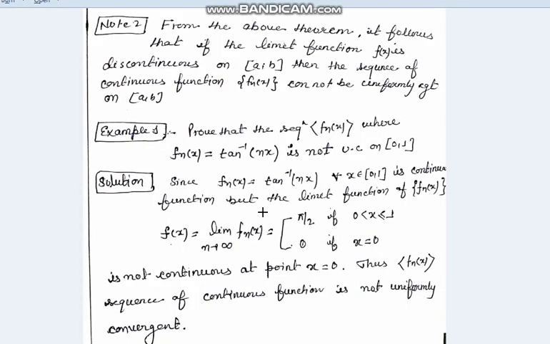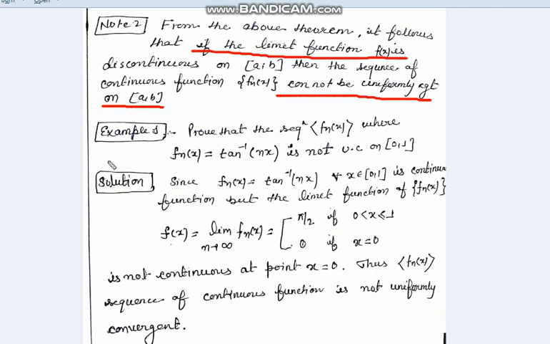So the second important thing is that from the above theorem it follows that if the limit function of a sequence of continuous functions is discontinuous on the closed interval [a, b], then the sequence of continuous functions cannot be uniformly convergent. So this point is very important here. And in view of these two points, we can check the convergence of a sequence of functions.